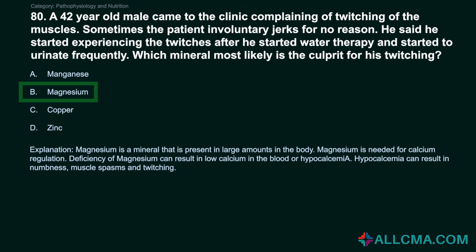Magnesium. Magnesium is a mineral that is present in large amounts in the body. Magnesium is needed for calcium regulation. Deficiency of magnesium can result in low calcium in the blood, or hypocalcemia. Hypocalcemia can result in numbness, muscle spasms, and twitching.